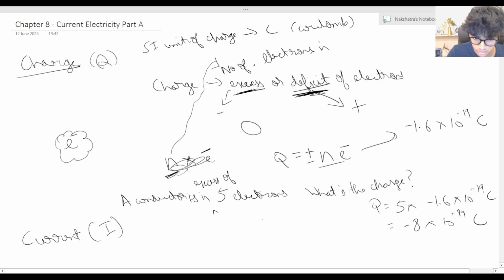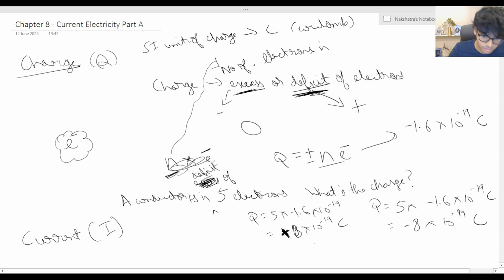But what if instead of excess I said deficit? You would apply the same formula. Q is equal to 5 into minus 1.6 into 10 to the power minus 19, which is equal to minus 8 into 10 to the power minus 19, and yes, this is the charge. But since it is in deficit, always remember to put a positive sign. Don't make any mistakes here.